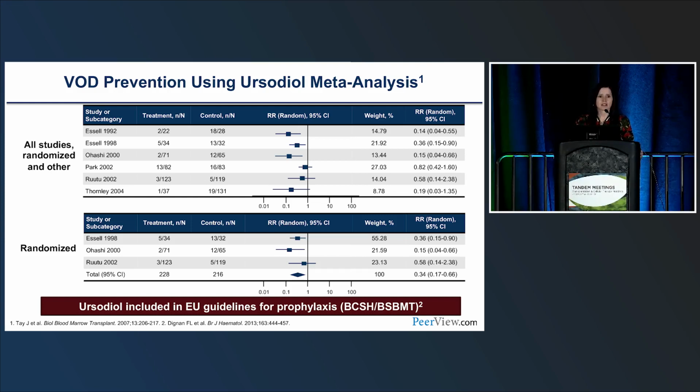And so this is a meta-analysis looking at the use of ursodiol prior to transplant. Just to orient ourselves, boxes to the left indicate a lower risk of VOD, and as it crosses over the black line would be a higher risk. What we can see in this study, even just looking right down the middle, is pretty convincing to me. It's showing a decreased risk of VOD when ursodiol is used, and because of this, ursodiol was included in the European guidelines for prophylaxis.